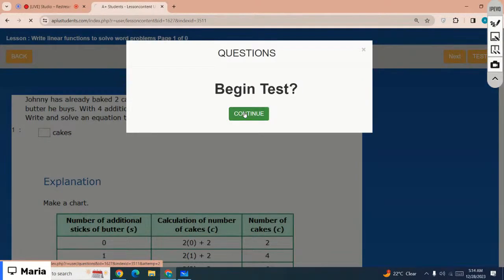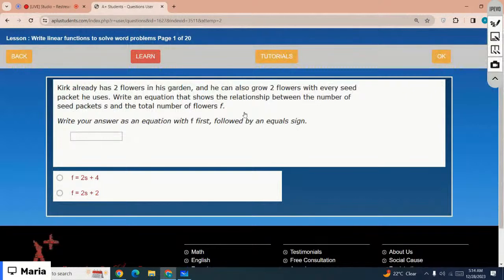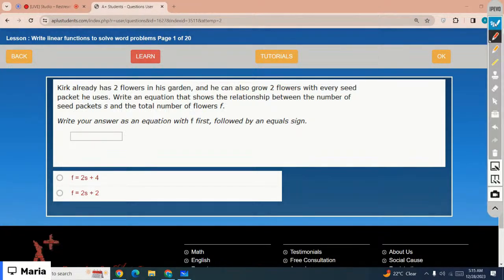Let's just start with the test question. So read the question carefully. When reading the questions carefully, writing down the equations is very easy, right? The first thing you have to understand in the question is the very first thing, Crick already has 2 flowers in the garden. That means the first day he has 2 flowers, right? And he can also grow 2 flowers with every seed packet he has. So here is the 2 and here is the variable, every seed packet he uses. That means you don't know, so that would be 2s, right?